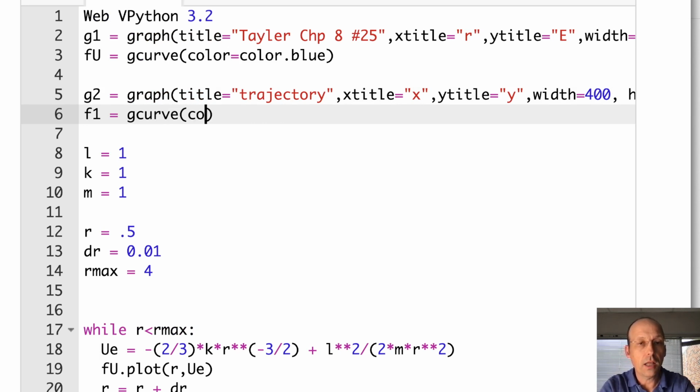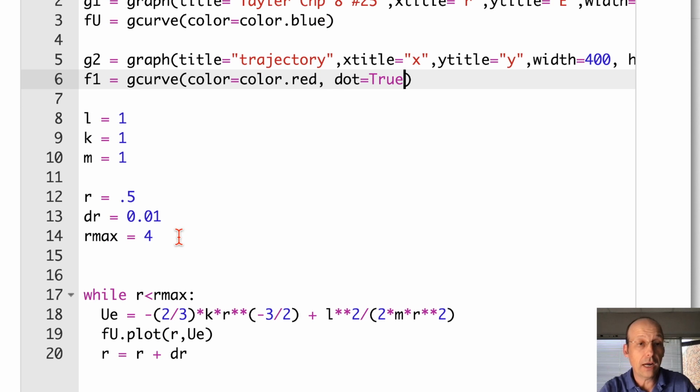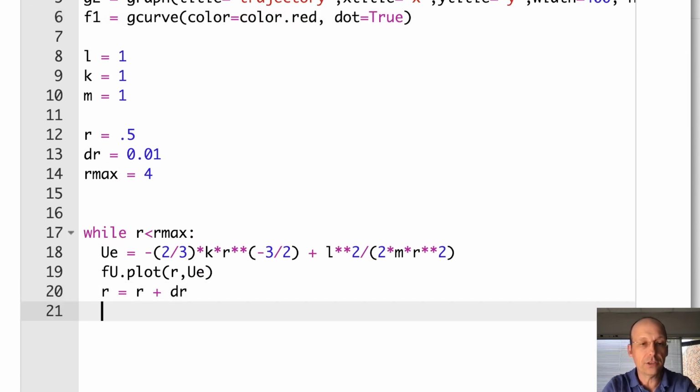Color equals color.red, and dot equals true. So dot equals true is just going to make it so it animates and it's going to look really nice. It's going to look so nice. We're going to love it. So now down here, I did my plot. Now let's do some other stuff.